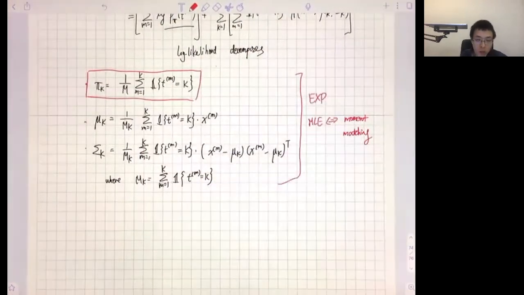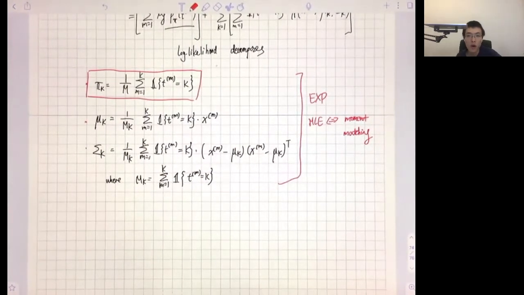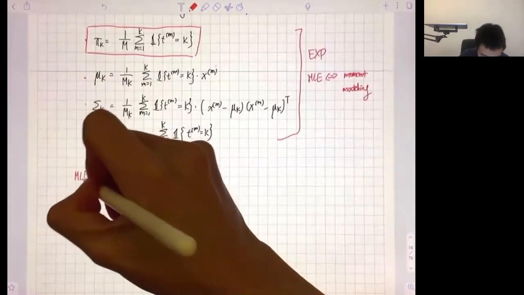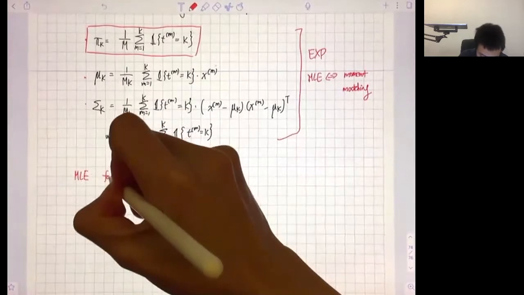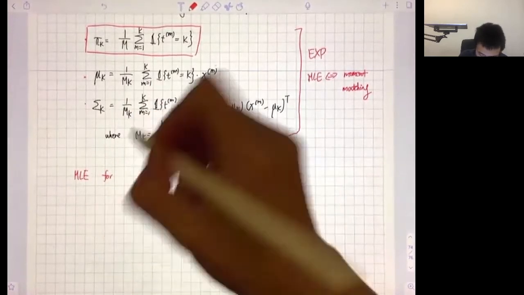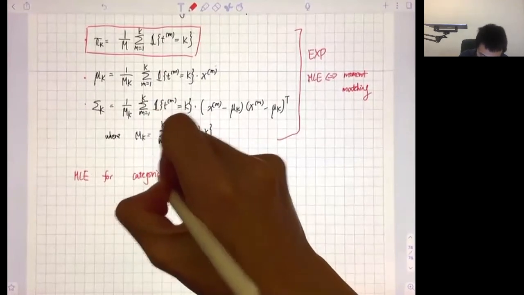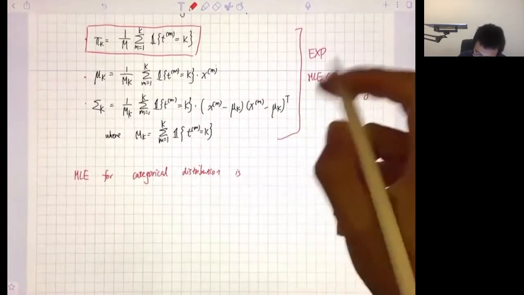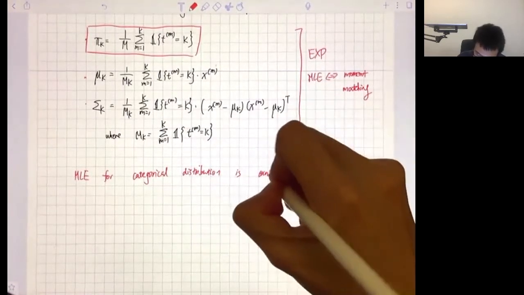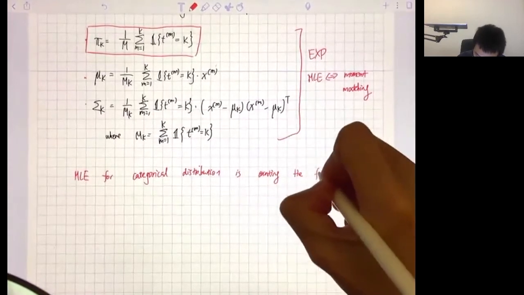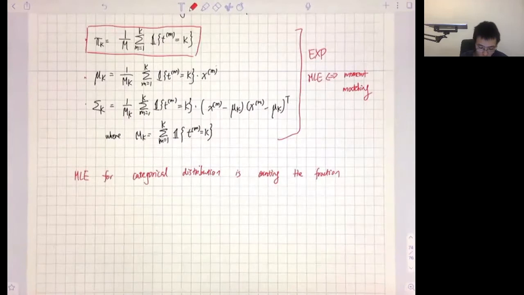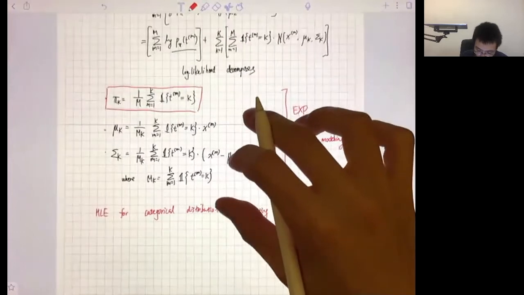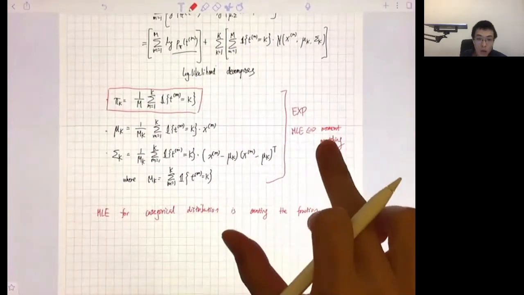So this is very important because in machine learning, usually we deal with a lot of categorical variables. And it's very important to know that the maximum likelihood estimation for the multinomial distribution, for the categorical distribution, is counting the fraction. Okay, this is a very important result. And let's prove it without using this result.